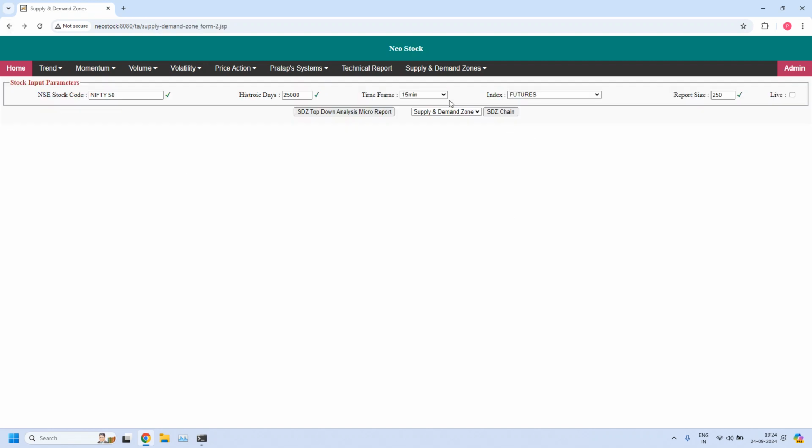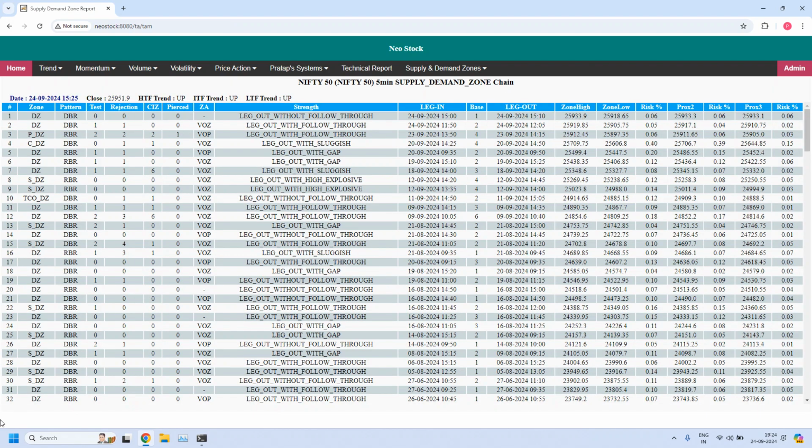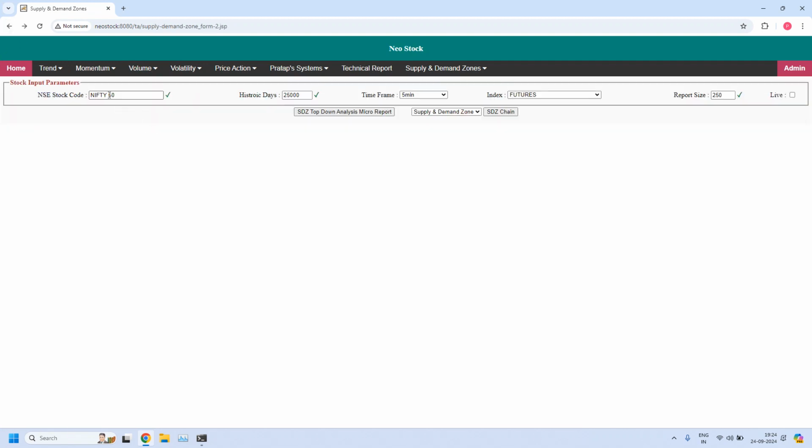Next time frame is 5 minutes. I am generating 5 minutes supply demand zone chain for NIFTY. So this is about NIFTY supply demand zone chain for different time frames. Now I am going to generate BANKNIFTY supply demand zone chain. BANKNIFTY, that is nothing but NIFTY Bank.